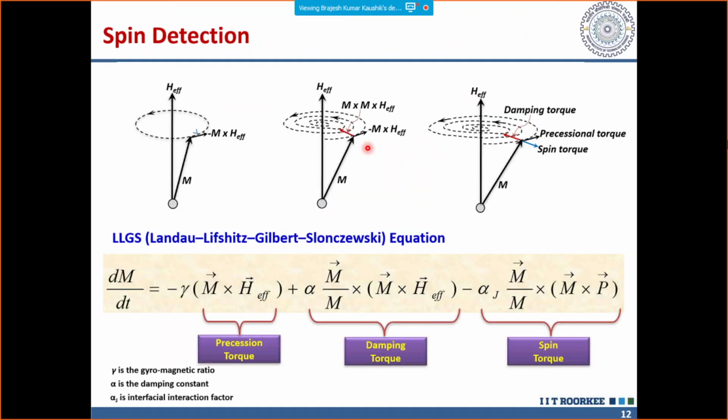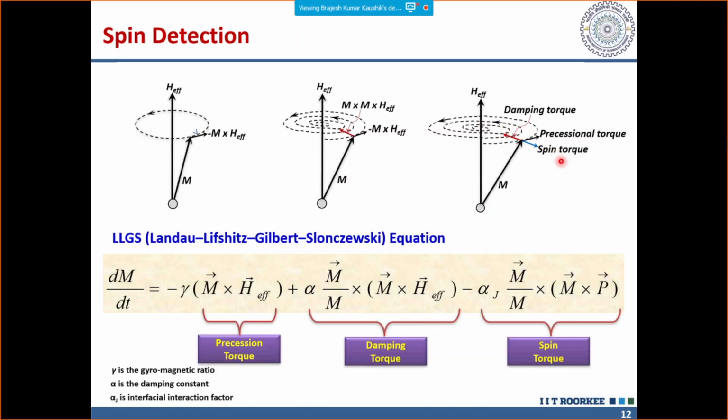So the next slide shows you the spin detection that can be done using your LLGS equation. That actually relates the magnetic moment or the magnetization with your precession torque, damping torque, and the spin torque. You just relate all these things, and they can really let you know how the precession will occur once you have this magnetic moment and H effective in place. You'll have three especially forces which are there. One is your spin torque, which will pull it out, then the damping torque, that will try to align this M with H effective.